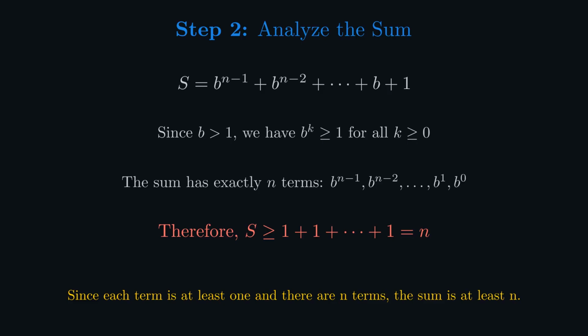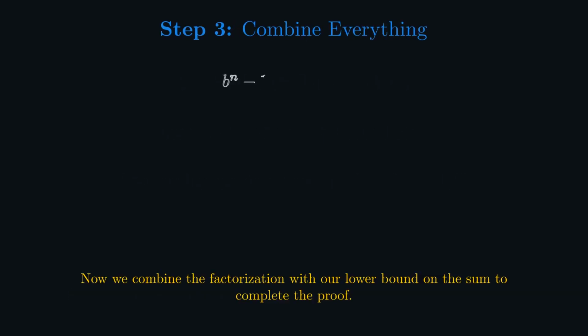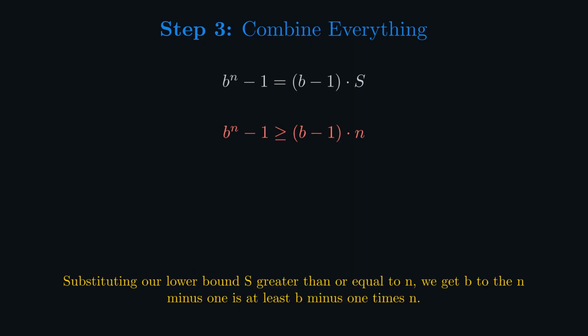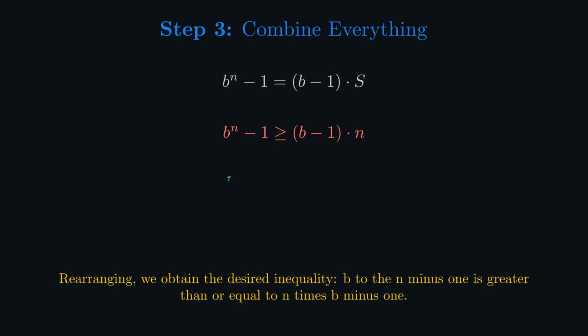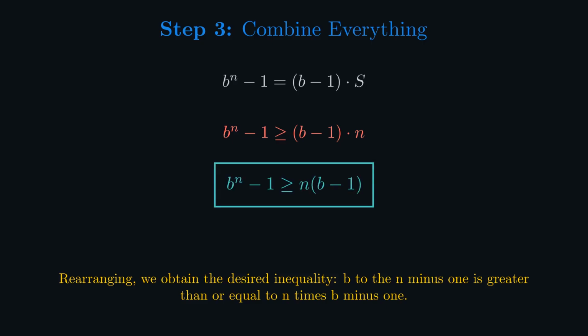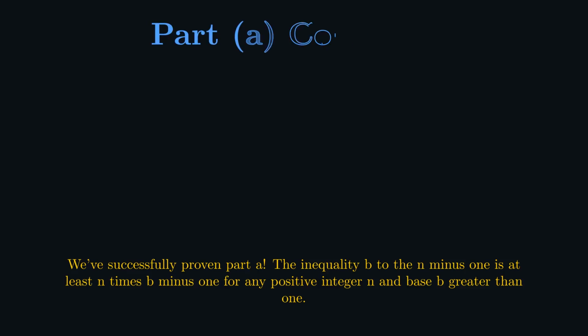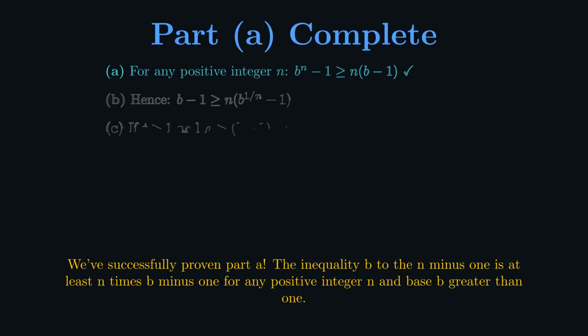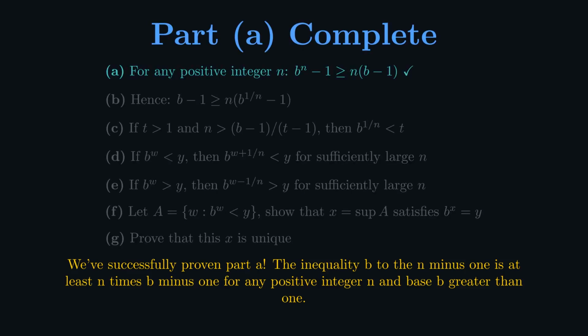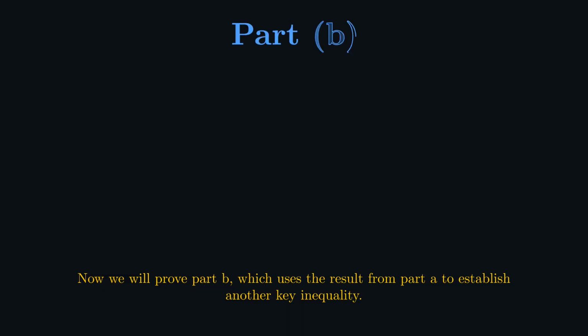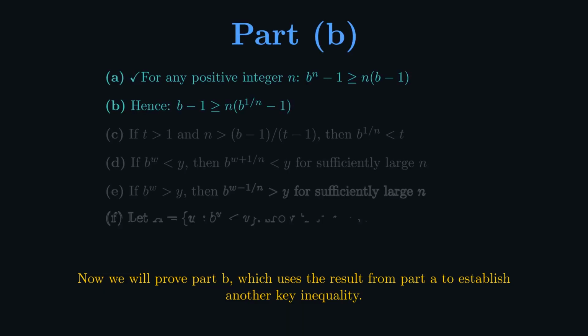Now we combine the factorization with our lower bound on the sum to complete the proof of part A. Substituting our lower bound that the sum is at least n, we get that our expression is at least b minus 1 times n. Rearranging, we obtain the desired inequality. We've successfully proven part A. The inequality holds for any positive integer n and base b greater than 1. We now move on to part B of the proof.